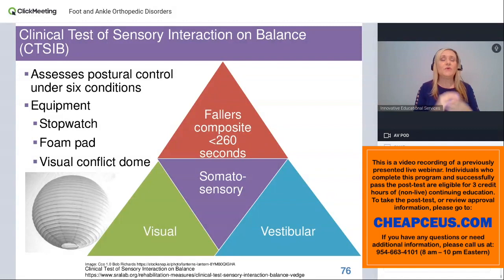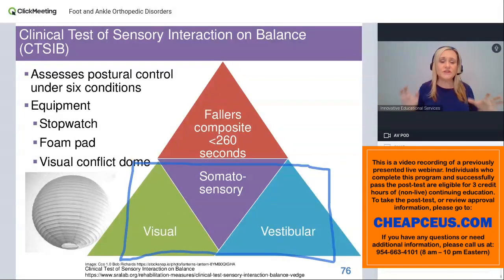This is looking at, we need to challenge our patients eyes open, eyes closed, level surface, compliant surfaces to really target all those different aspects of our balance systems and our different contributors. The true test uses that visual conflict dome, which uses a Chinese lantern that you put these pieces of tape down to create different visual challenges. And then you're going to have the patient stand under all these different conditions and combinations, and time how long they are able to stand.